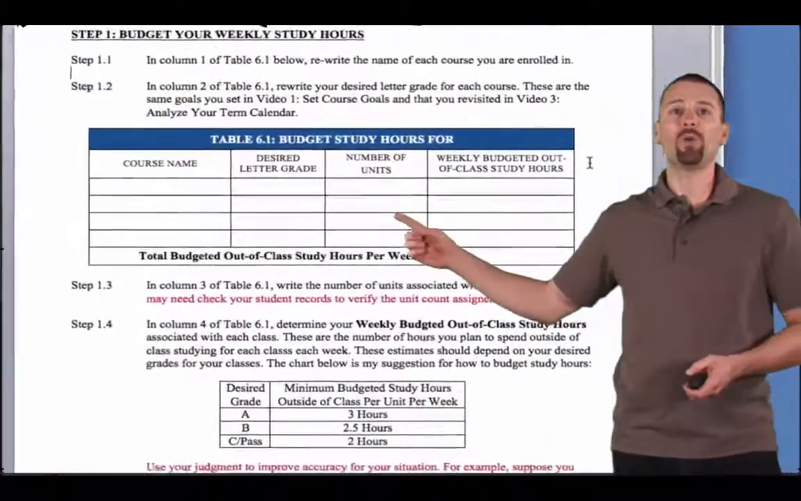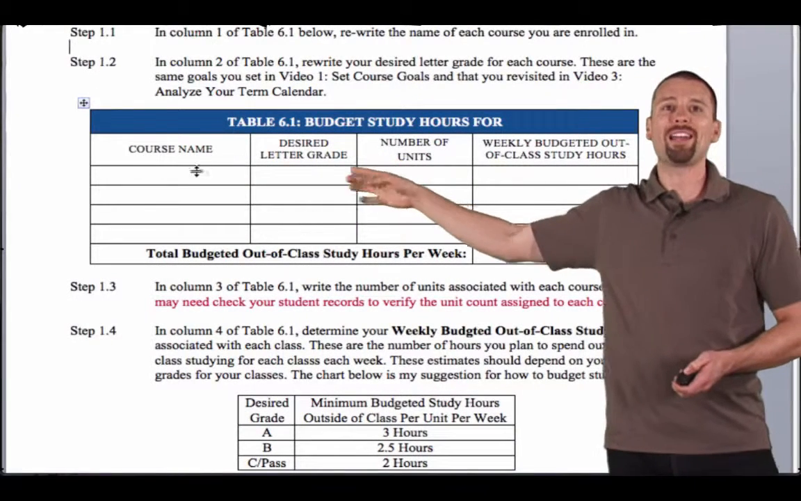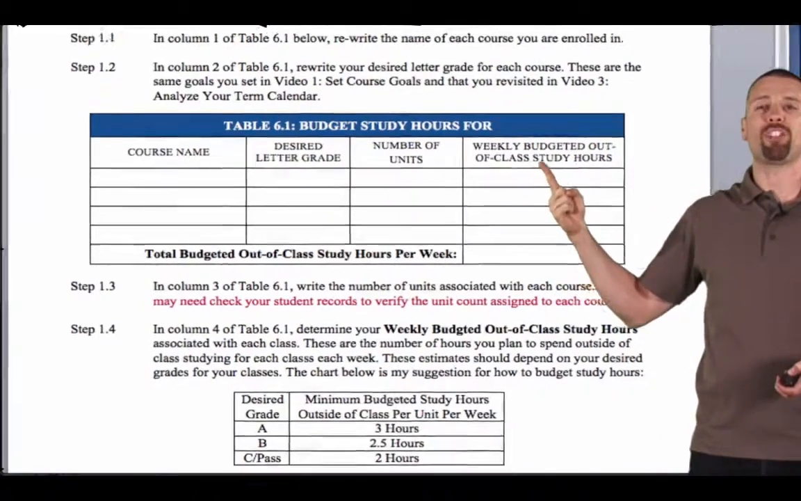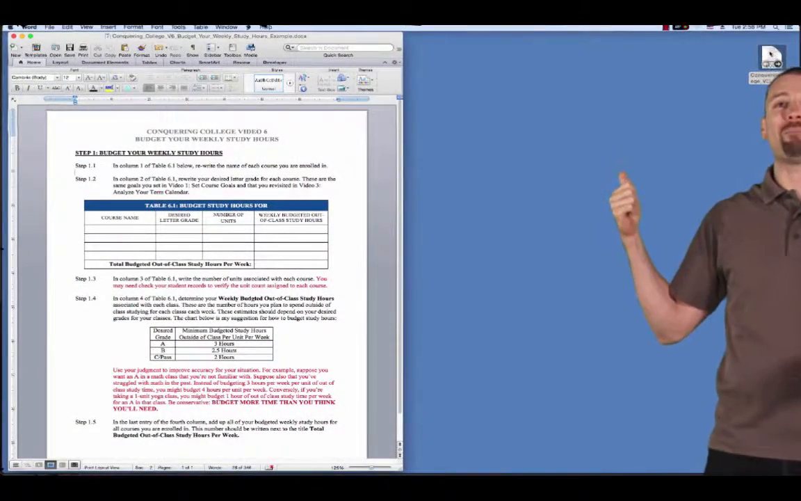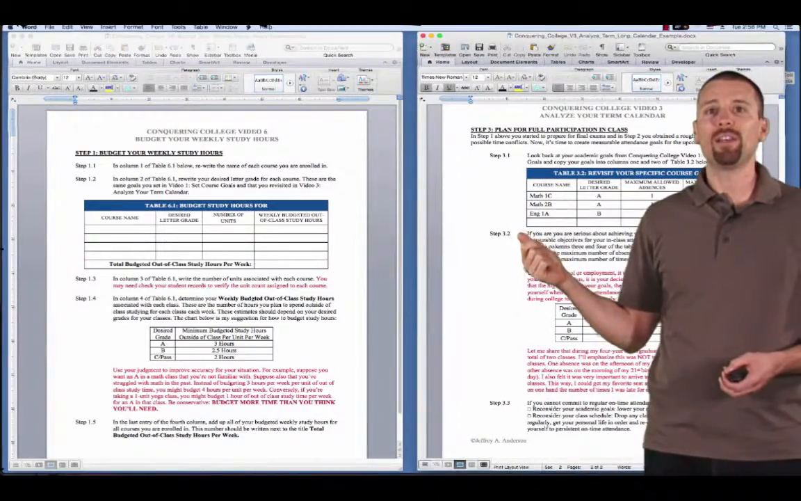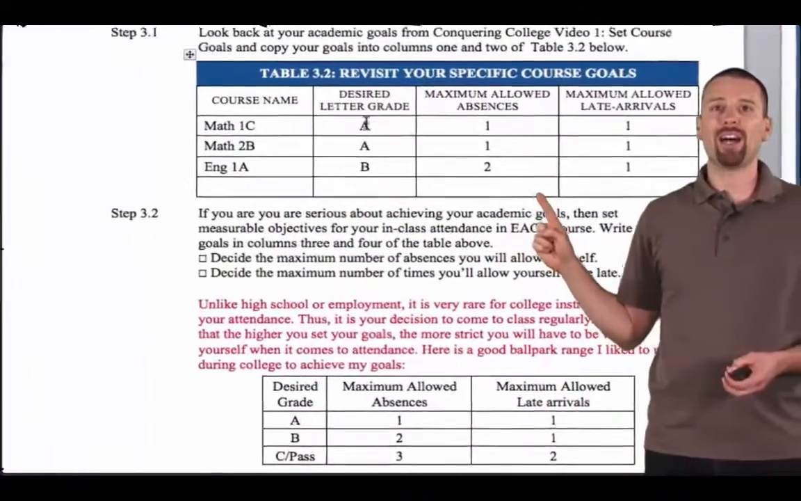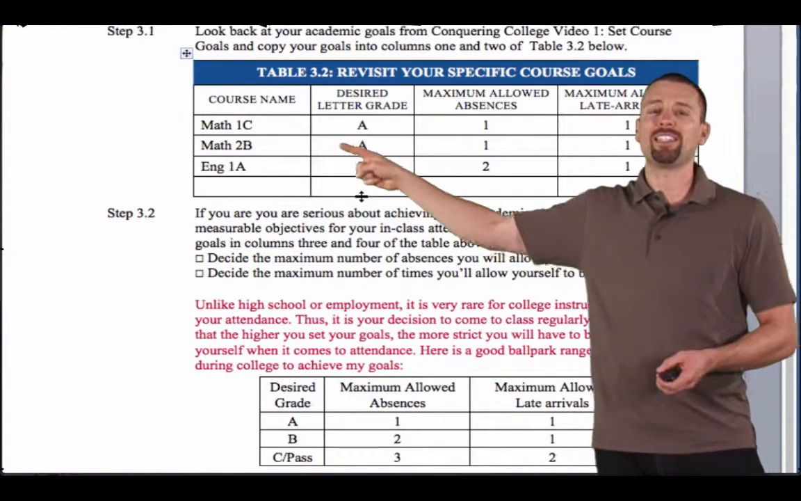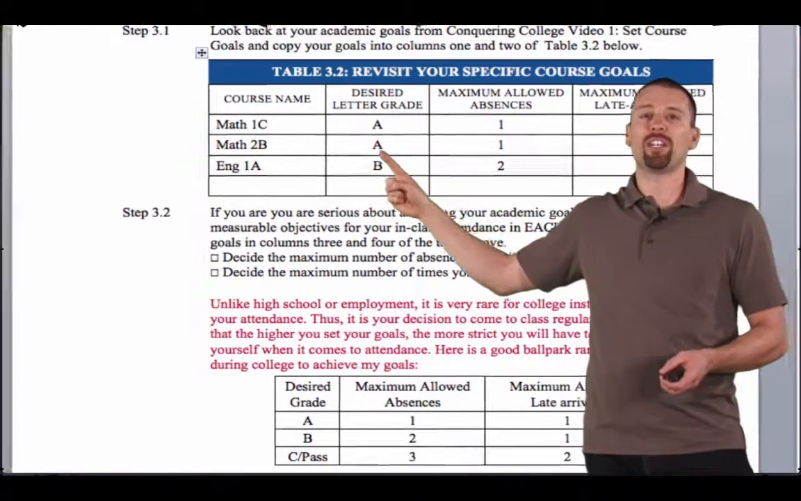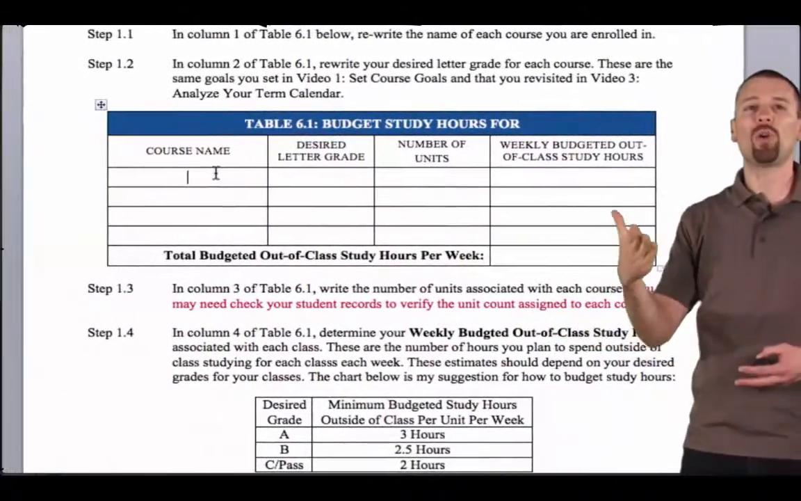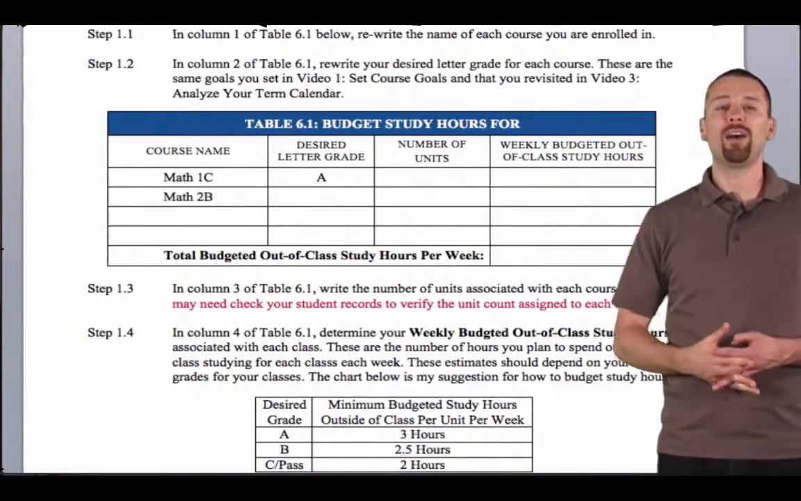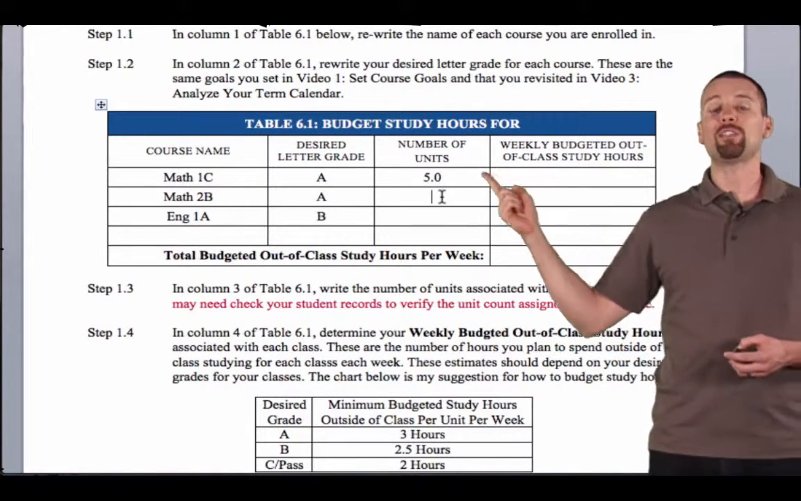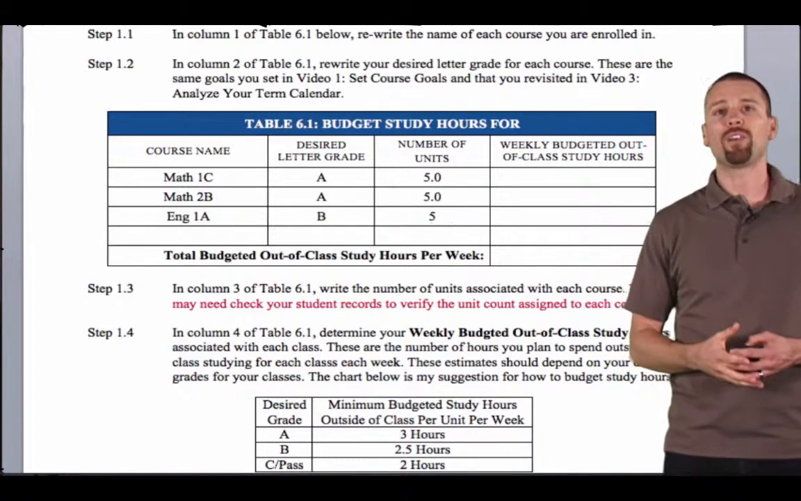So here we go. We start with table 6.1. We're going to write the course name, the desired letter grade, number of units, and weekly budgeted out-of-class study hours. We begin by looking back at the academic goals that we set. Here we're looking at the table that we wrote in video 3. I see that I'm taking 3 classes in that video. We discussed this, and I want an A, an A, and a B. So I just go ahead and describe that right on this table. So here, Math 1C, 2B, 1A. Each of these is 5 units, and I got that by looking at my schedule of classes.